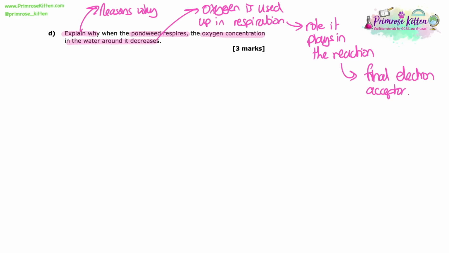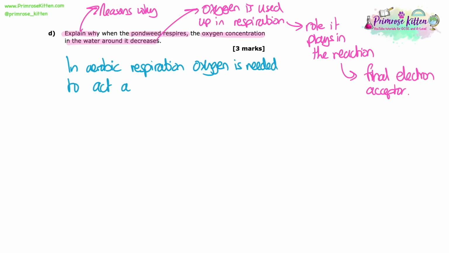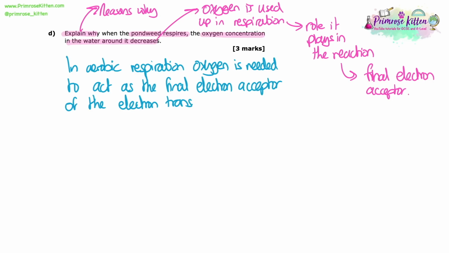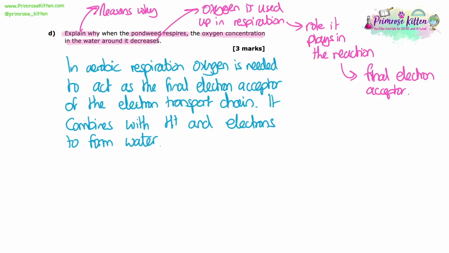And hopefully we should know that the reason why we need oxygen in the respiration reaction is because it acts as the final electron acceptor. This is a nice bit to learn, because any question that's asking you to explain how oxygen is used in respiration, or why oxygen is used up in respiration, or why does respiration stop if there's not enough oxygen, this is always the same answer, because you're basically just describing how oxygen is used. In aerobic respiration, oxygen is needed to act as the final electron acceptor of the electron transport chain. It combines with H+ ions and electrons to form water.